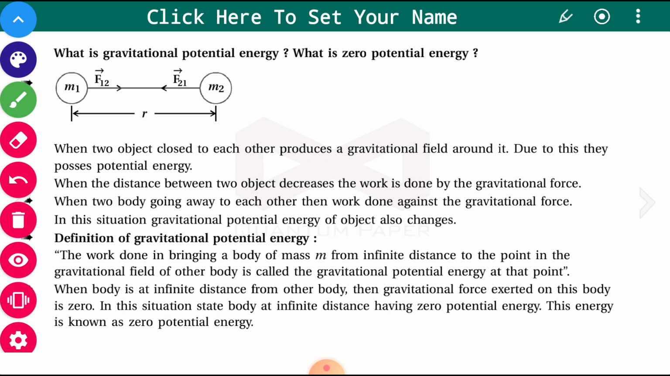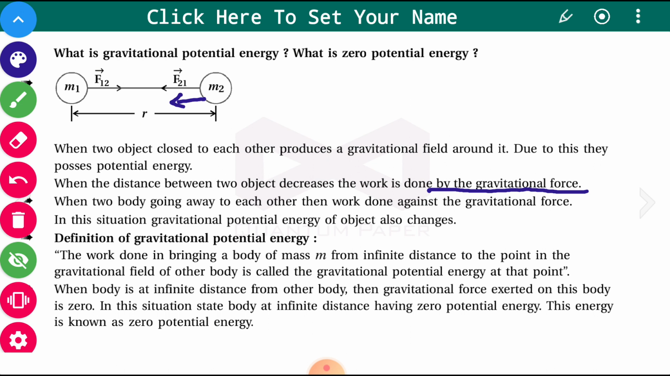When the distance between two objects decreases, work is done by the gravitational force. Because this is an attractive force, when the distance is decreased, rather if you are bringing this object close to the first object, then there is an attractive force. The attractive force tries to bring this second object towards the first object, and we can say that the work is done by the gravitational force.